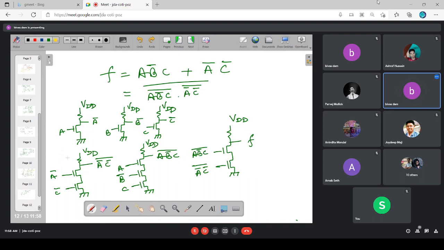Fine. I think you should be able to realize this using PMOS, and let me have that as your home task. Realize this particular circuit using PMOS. I think you should be able to do it. Yes, sir.